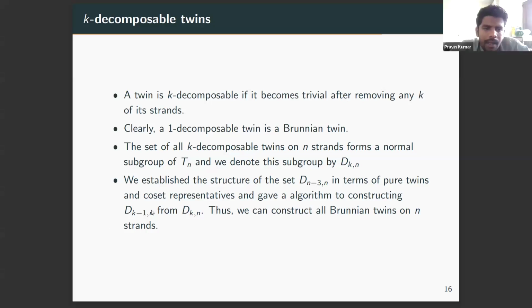Then mimicking that idea, we can construct D_{k-1,n} from D_{k,n}. And now doing this step by step, D_{1,n} is my Brownian twin. Right.